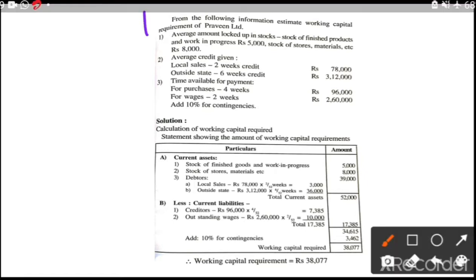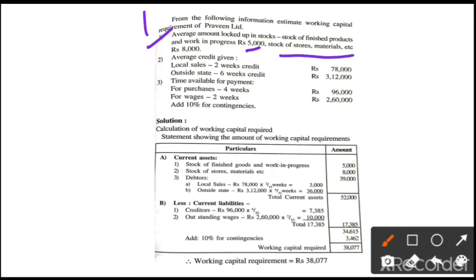From the following information, estimate the working capital requirement of Praveen Limited. Adjustment number 1: the average amount locked up in stocks, stock of finished goods and work in progress is rupees 5000, and stock of store materials etc. is rupees 8000. It means from the first adjustment we get two pieces of information: work in progress and finished goods 5000 rupees, and stock of store material rupees 8000. Both are stock, and stock is a current asset.